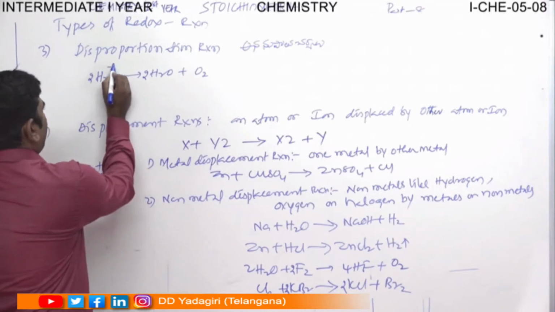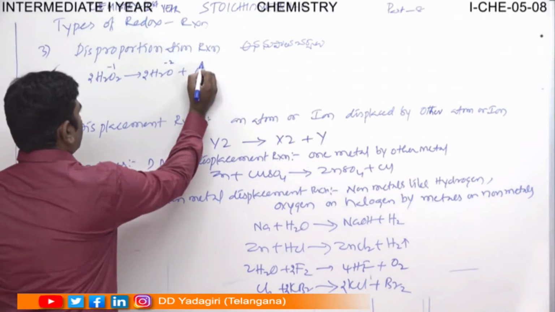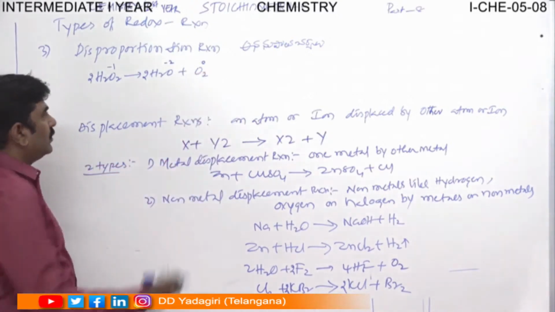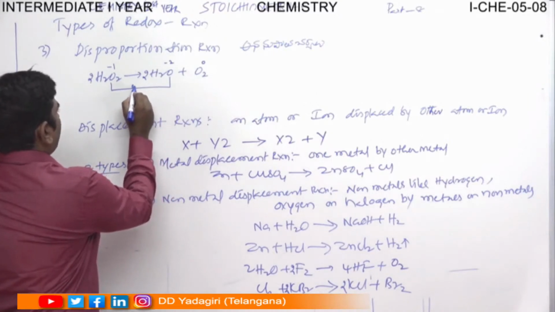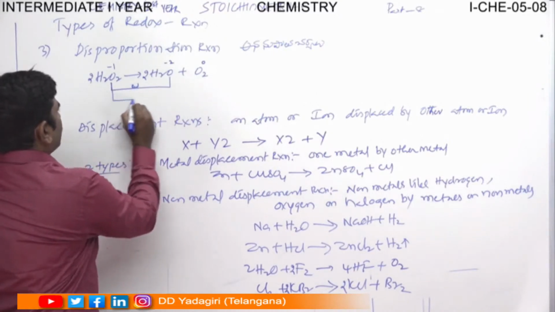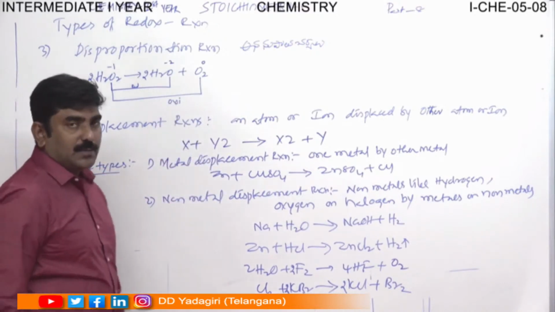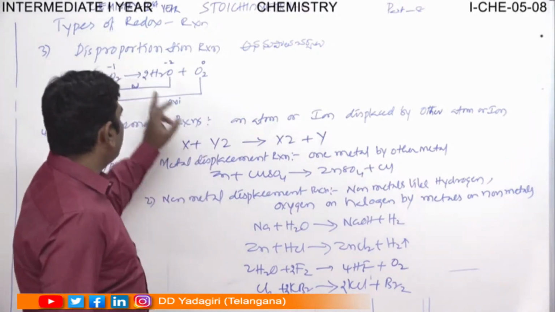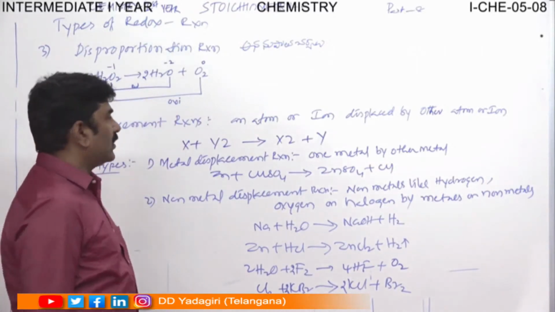Here the oxidation state of oxygen is -1. Here the oxidation state of oxygen is -2. Here the oxidation state of oxygen is 0. So -1 to -2, what is it? Reduction. So -1 to 0, which process is it? Oxidation. The same oxygen is undergoing oxidation and reduction. That's why this type of reactions are called disproportionation reaction.